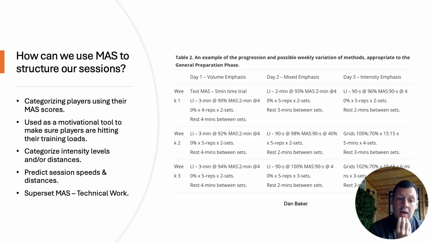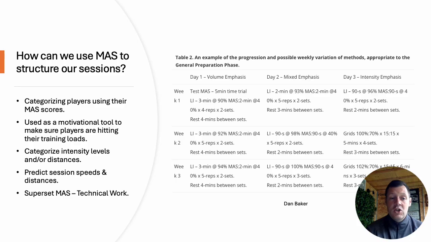These bullet points are ways that I've used in the past. One is categorising players using their MAS scores. We can have faster groups and lower groups, and then players can either linearly move up, or if they're not feeling it, move down. So you can create a session on different buckets of players who are a little bit quicker or a little bit slower.